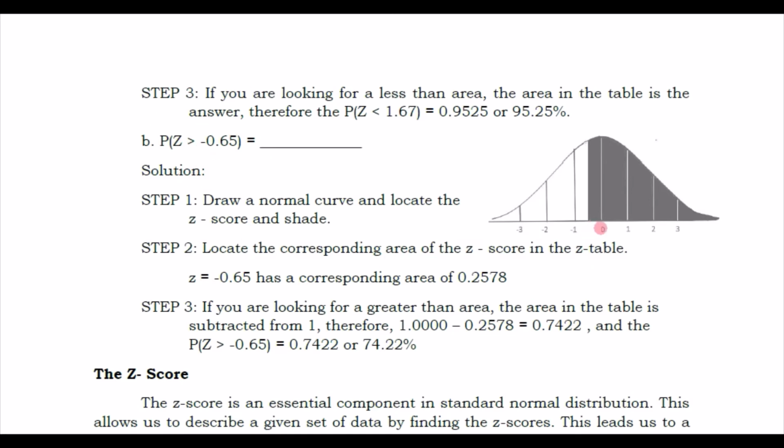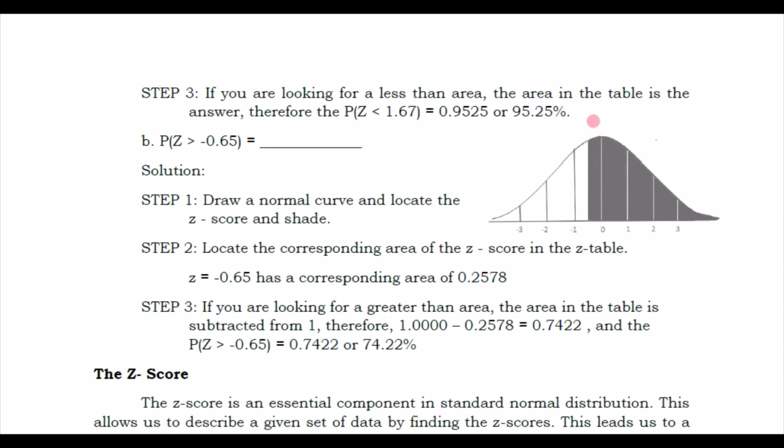Okay? So, negative 0.65. So, that is between 0 and 1. So, most probably, nandito nga siya sa point na to. Okay? So, ito yung point ng 0.65. So, sabi, greater. So, saan part dito yung mas mataas? Okay? So, yung mas mataas dito ay yung papunta sa right. So, from 0.65, i-shade mo na lahat ng papunta sa taas. Okay? So, i-shade mo yung area na yan. So, yan yung hahanapin natin na area.